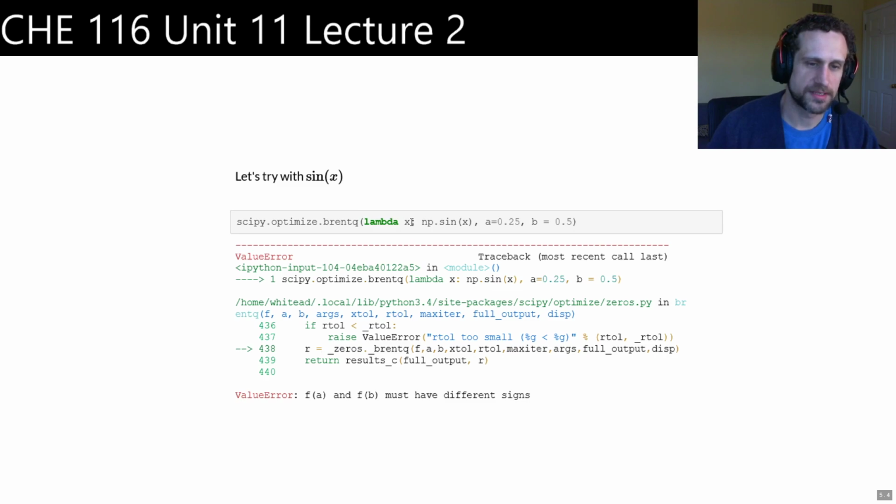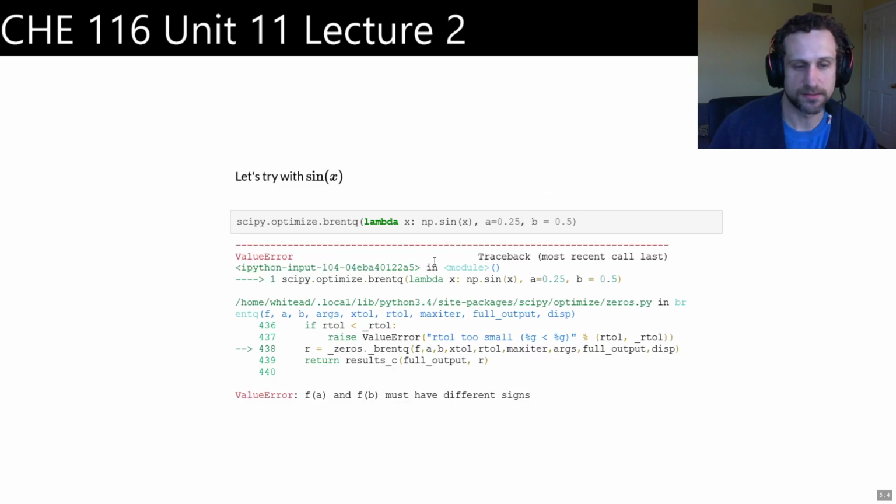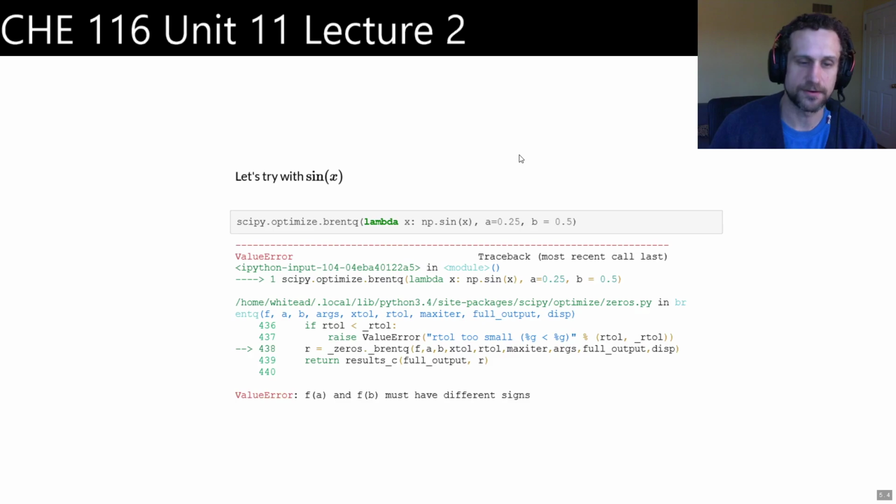Okay, back to this example. So here I chose an A and a B, and notice that sine of A is a positive number, sine of B is a positive number, so they don't have opposite signs, so we can't do root finding here. And it makes sense because there is no root between sine of 0.25 and sine of 0.5. The sine function does not cross 0.